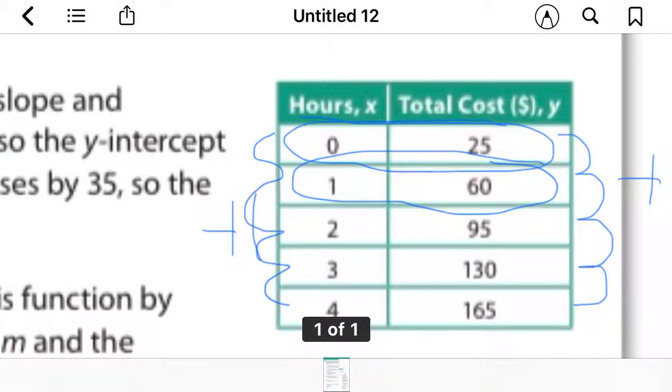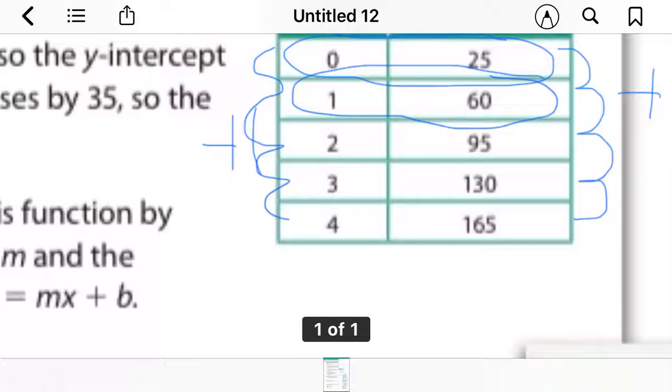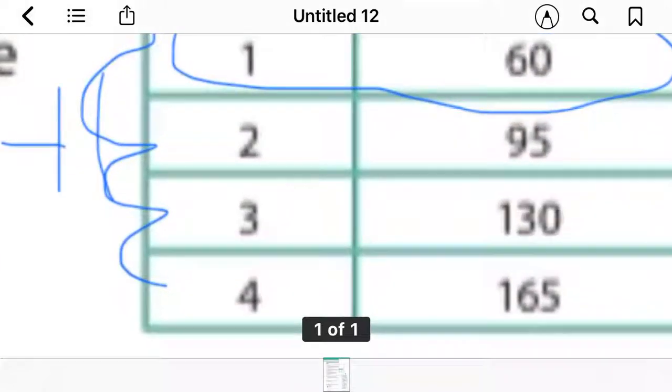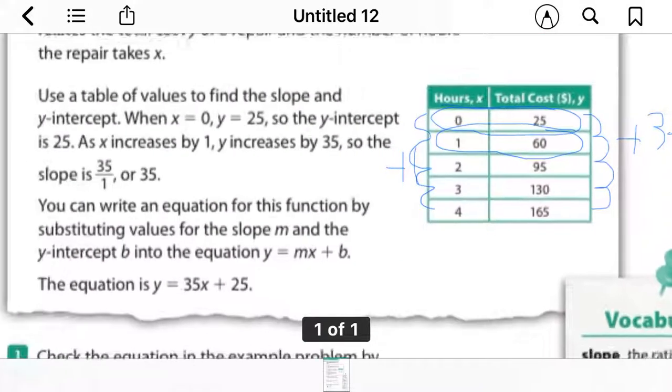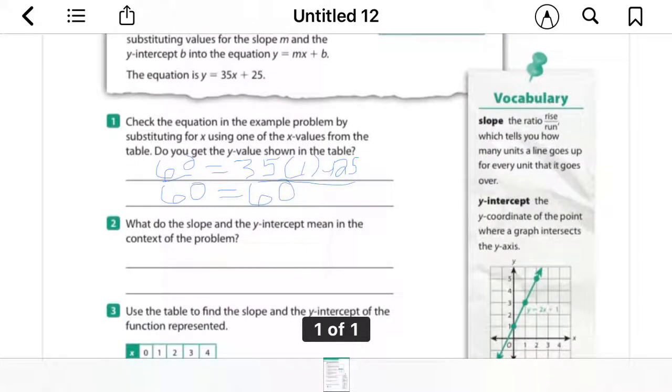If you try that with any of those numbers, say with 2, then 95 equals 35 times 2 plus 25. With 3, 130 equals 35 times 3 plus 25. So it's going to work for each and every one of those.